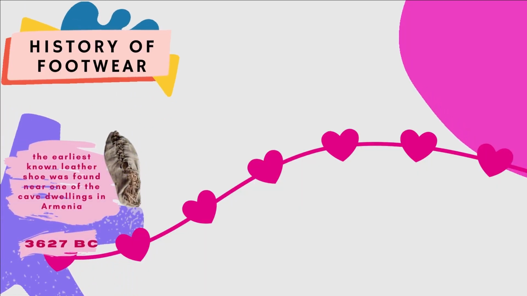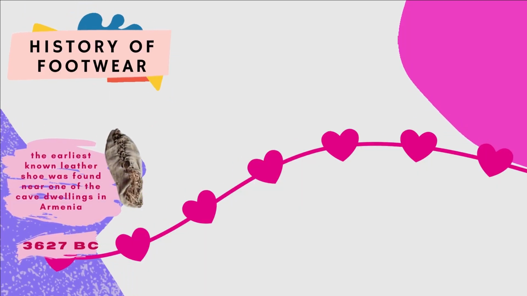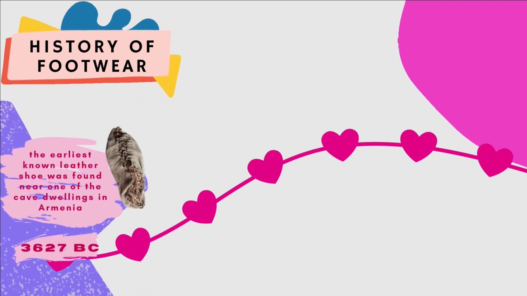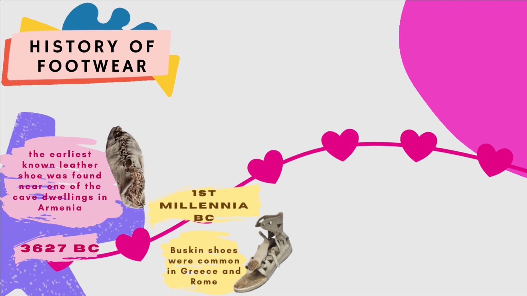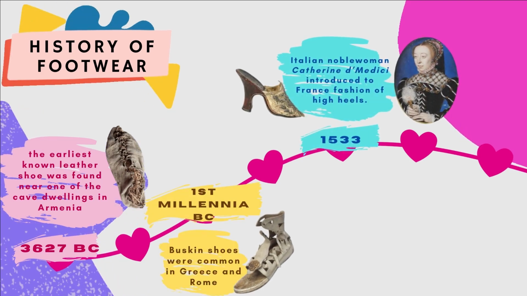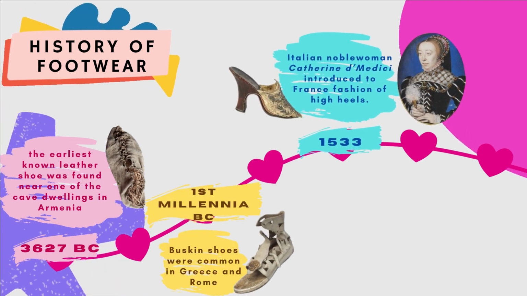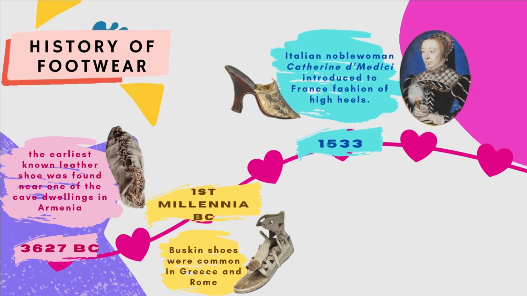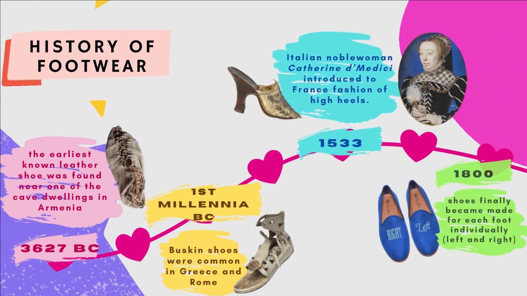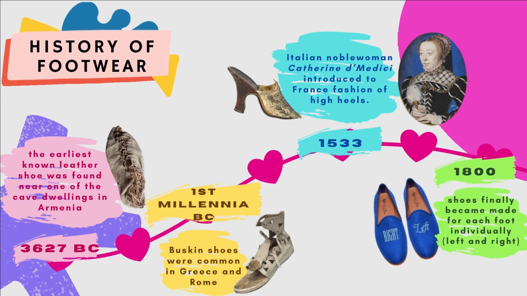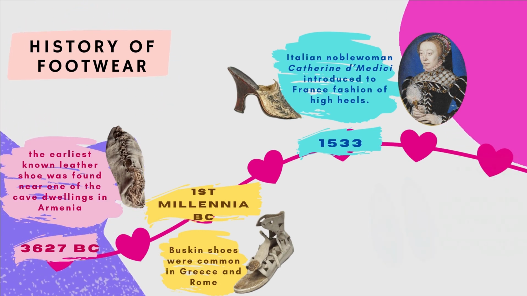In the year 3627 BC, the earliest known leather shoe was found near one of the cave dwellings in Armenia. Then, in the 1st millennium BC, buckskin shoes were common in Greece and Rome. In 1533, Italian noblewoman Catherine de' Medici introduced to France the fashion of high heels, which is popular among the ladies now. In the year 1800, shoes finally became made for each foot individually.